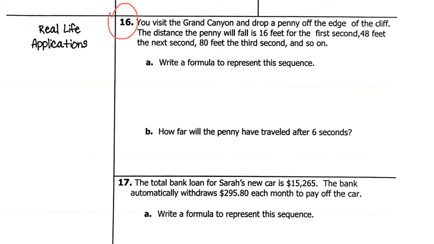So if we look at number 16, it says you visit the Grand Canyon and drop a penny off of the edge of a cliff. The distance the penny will fall is 16 feet for the first second, and 48 feet the next second, 80 feet the third second, and so on. It says write a formula to represent this sequence. So if we look at the set of numbers, we have 16, we have 48, and we have 80.